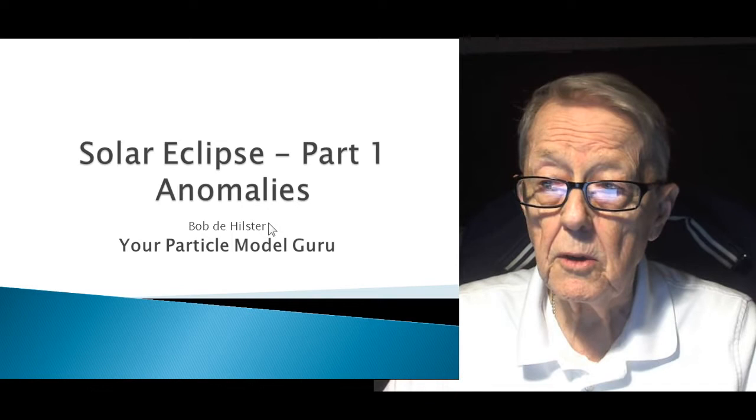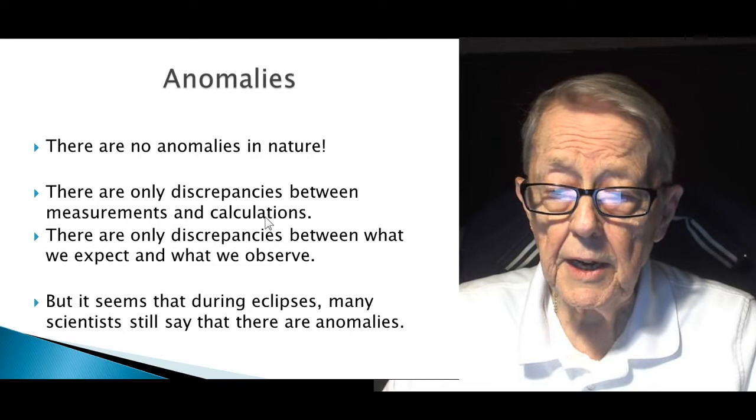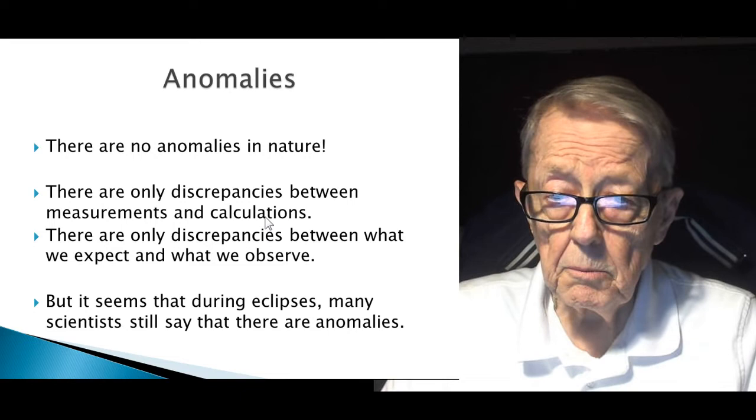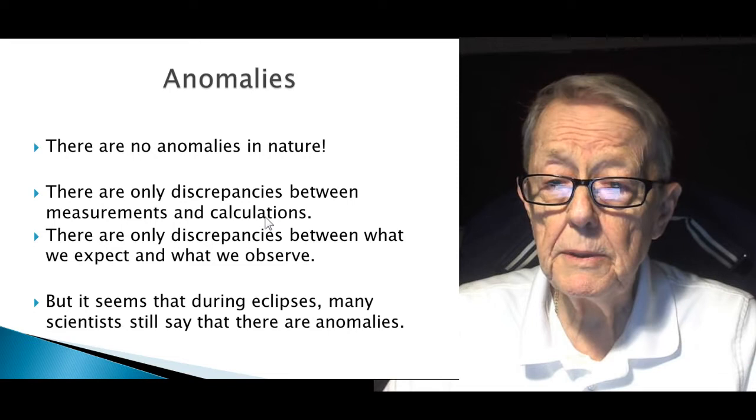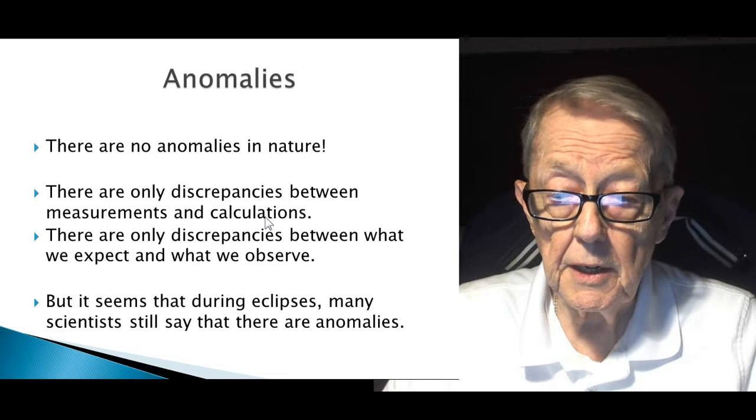I've said this before, and I think it bears repeating. There are no anomalies in nature. We can't just walk away from them and say, oh, well, that isn't going to happen again. I don't need to worry about it. I don't need to explain it. But in my opinion, there are no anomalies. There are only discrepancies between measurements and calculations. There are only discrepancies between what we expect and what we observe. But it seems that during eclipses, many scientists still say that there are anomalies.